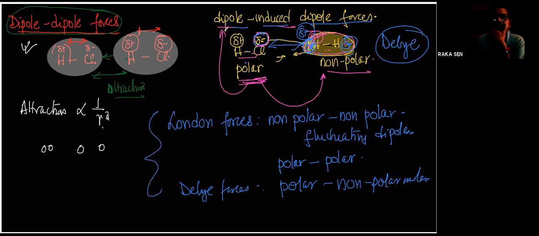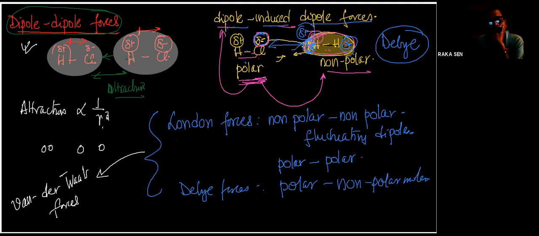Together, these three forces have got a name. They are clubbed together, and these three have been given the name van der Waals forces. They are called van der Waals forces. These are the three different kinds of forces that we talked about till now. Clear to all of you?